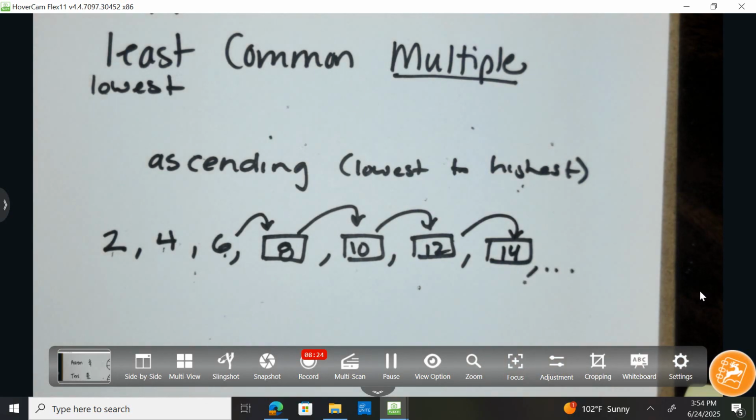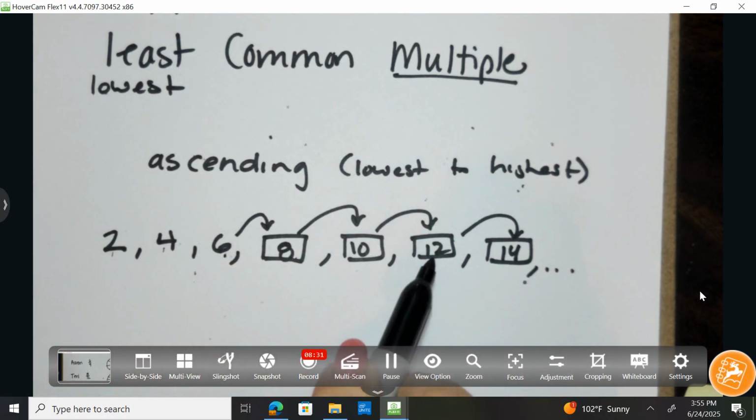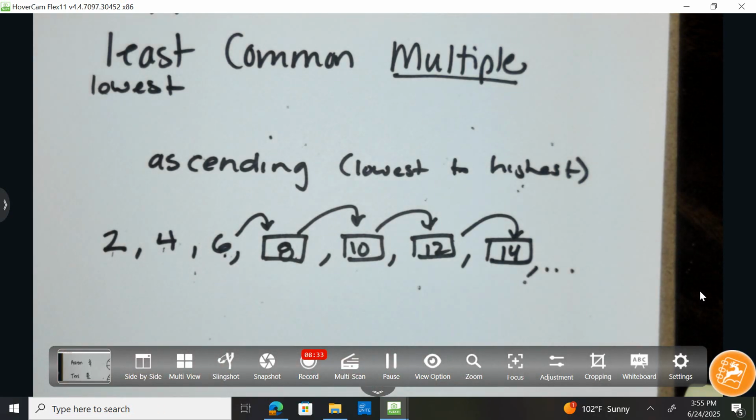And again, you can also think of this as multiplication. 1 group of 2, 2 groups of 2, 3 groups, 4 groups of 2, 5 groups of 2, 6 groups of 2, and 7 groups of 2. Hopefully that seems pretty easy.